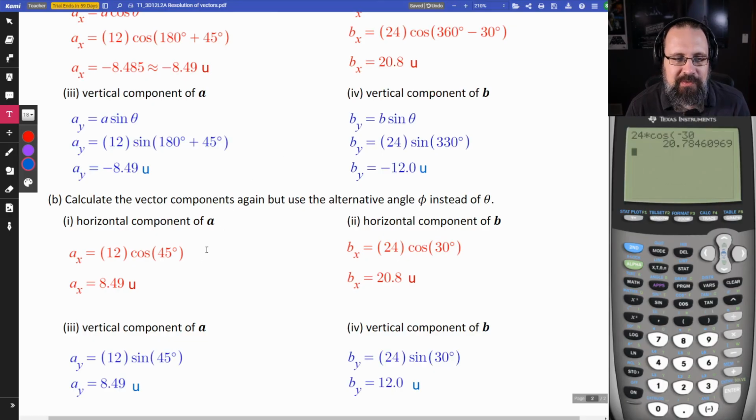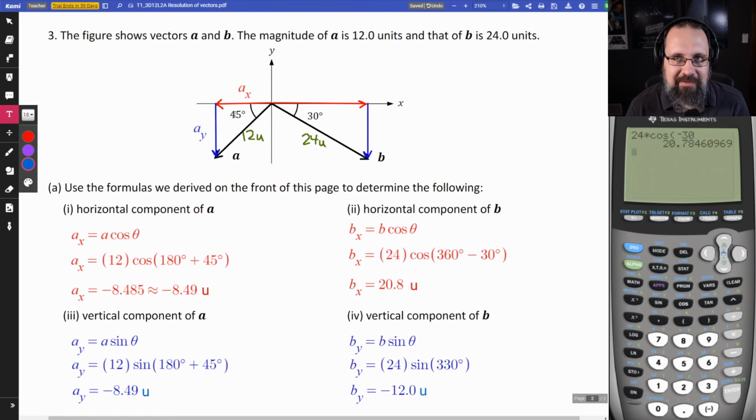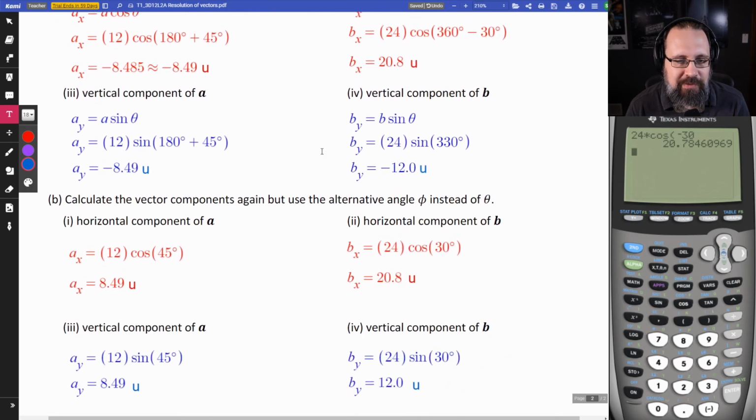Here are the solutions to when you just use phi. I'm just plugging in 45 for both of these, and I'm plugging in 30 for both of these, just using the phi, the 45 and the 30. And what you'll notice is that you get the exact same magnitudes: 8.49 for the AX, 8.49 for the AY, 20.8 for the BX, and 12 for the BY.